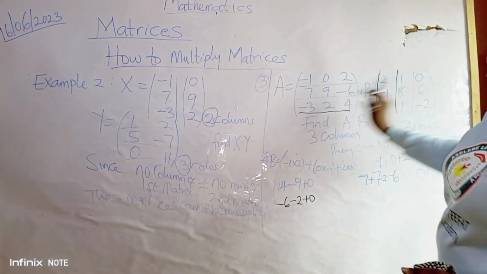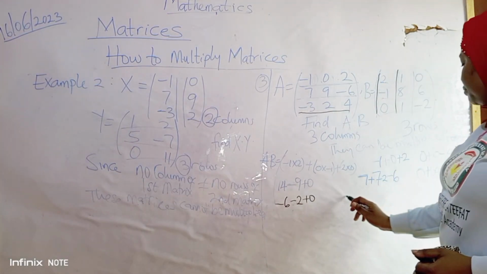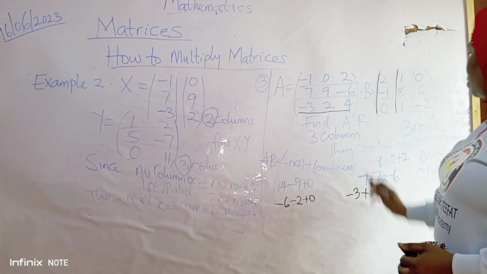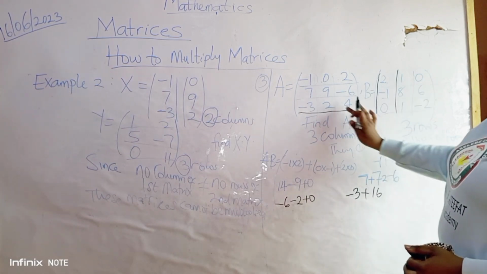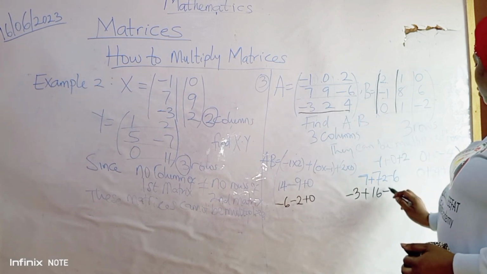So we are still on this third row multiplied by the second column. So minus 3 multiplied by 1, minus 3. Plus 2 multiplied by 8, 16. 4 multiplied by 1, 4. So plus 4.